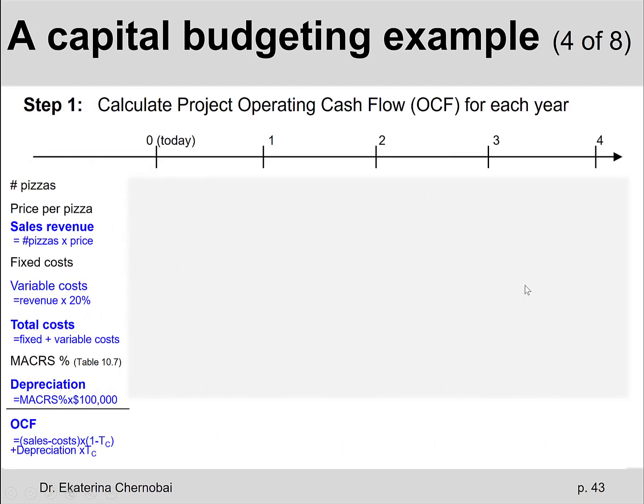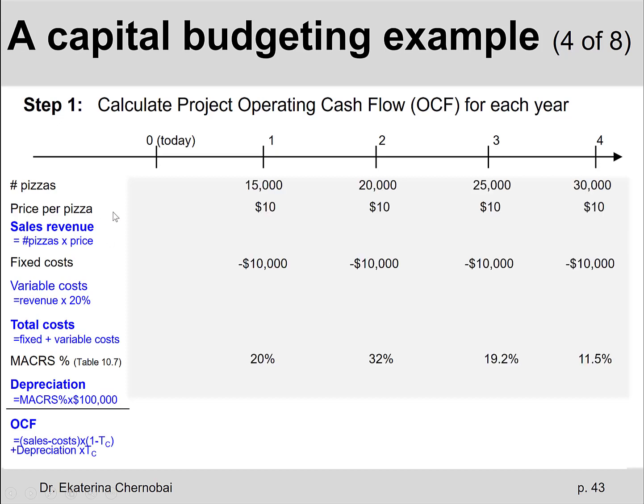Okay, so let's do step 1, calculating operating cash flow for each year. So here's what we are already given. We will sell 15,000 pizzas in the first year, 20,000 pizzas in the second year, 25,000 pizzas in the third year, and 30,000 pizzas in the fourth year. The price per pizza will always be $10 every year.